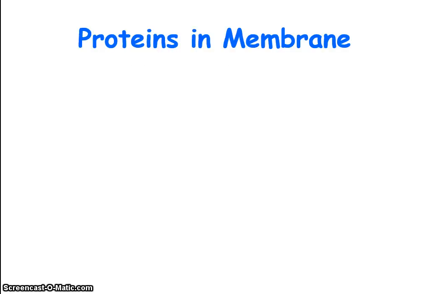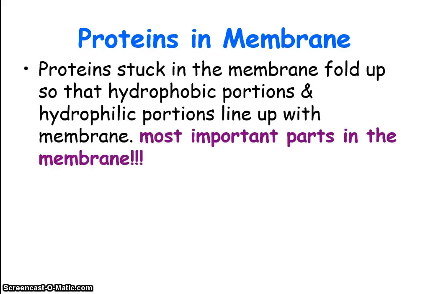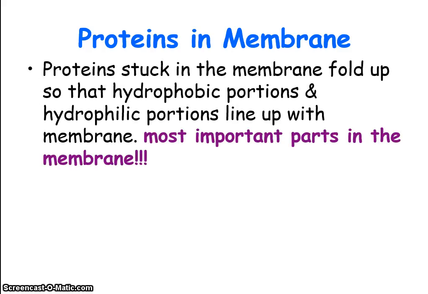Okay, now the most important thing in the cell membrane, honestly, is the proteins, because all of the jobs that the cell does, it's going to rely on what can get in and out of the cell. And for the most part, most things can't pass through the cell membrane, not through the phospholipid part. That's what makes it selectively permeable. Really, what's getting selected are things that can pass through, for the most part, the proteins. So the proteins are going to determine what the job of that particular cell is. They are the most important parts. They fold up so that the hydrophobic and hydrophilic portions align with the membrane.